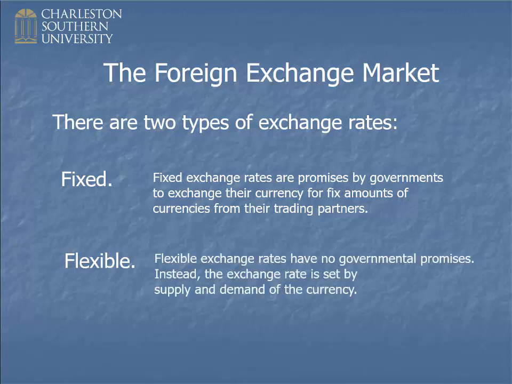Flexible exchange rates, on the other hand, have no governmental promise. In their case, the value of the currency is set simply by supply and demand. So flexible exchange rates can move up and down daily or hourly or really moment by moment. But fixed exchange rates are fixed until some crisis occurs, and then there's a huge move, and then a new fixed exchange rate is set.